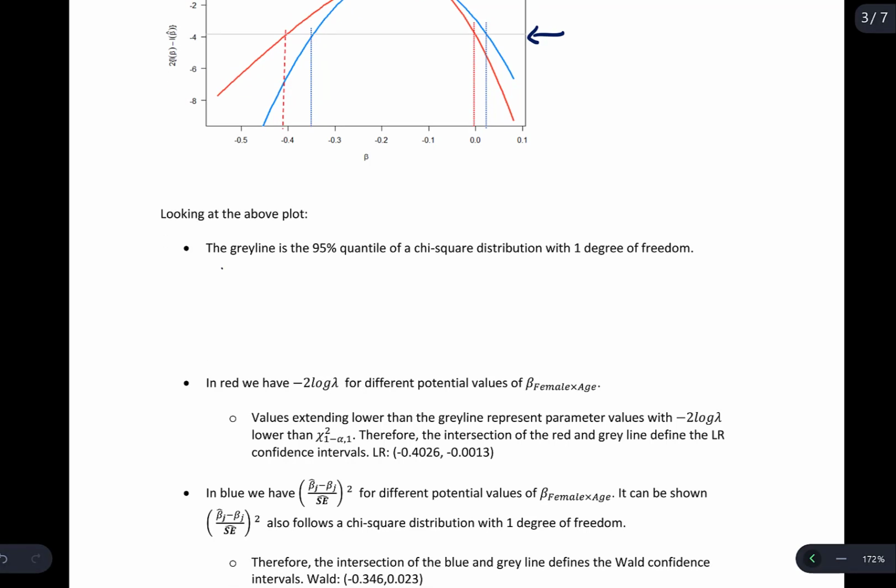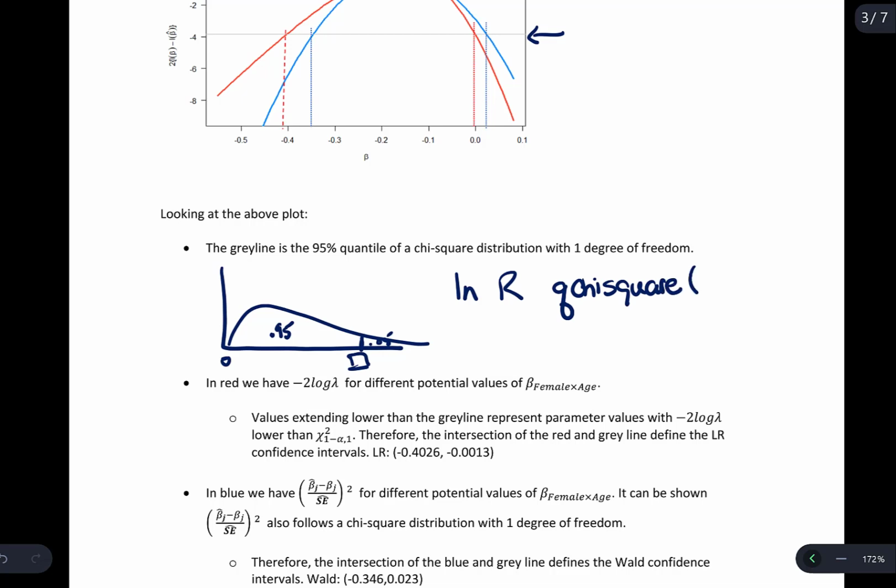If we think of a chi-square distribution and we want the 95% quantile, remember what we're doing is saying that 95% of the area is to the left of the point and 5% of the area is to the right. That end point is the one we're interested in. As a reminder, in R you can use the qchisq function. Here we want a 95% quantile with 1 degree of freedom, and you would find in R this is approximately 3.841.